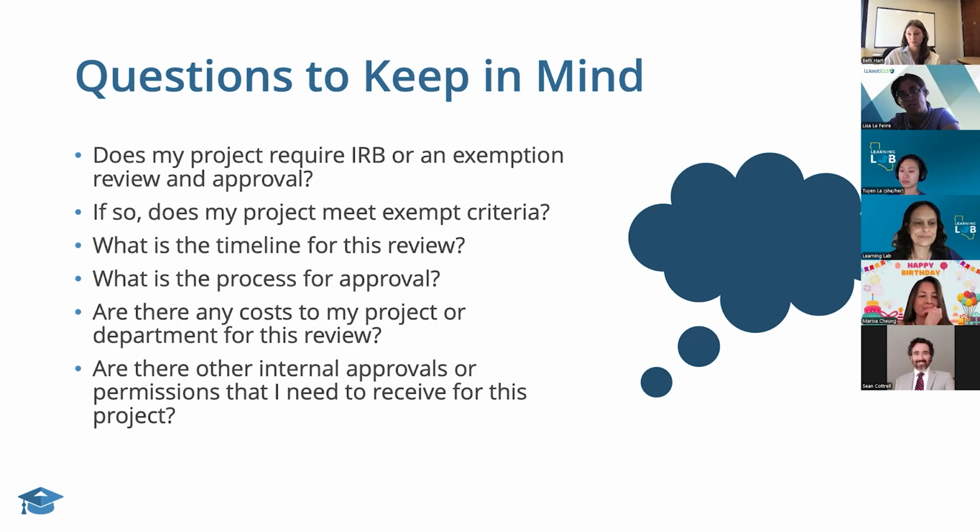Some of these, which I still use today, is first and foremost, does my project require IRB or an exemption review and approval? I often reach out to find out, and they'll ask if they can read or understand what I'm doing. My IRB will tell me, okay, you need this, this, or this right now. If it does need a review, does it meet the exempt criteria? If so, am I going to have to figure out how much time is included in this review?